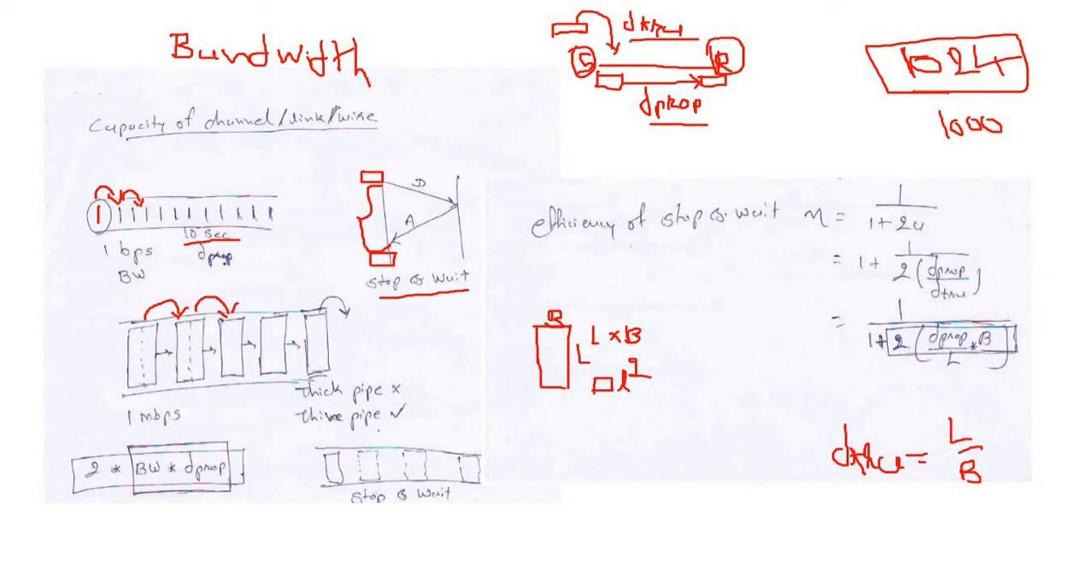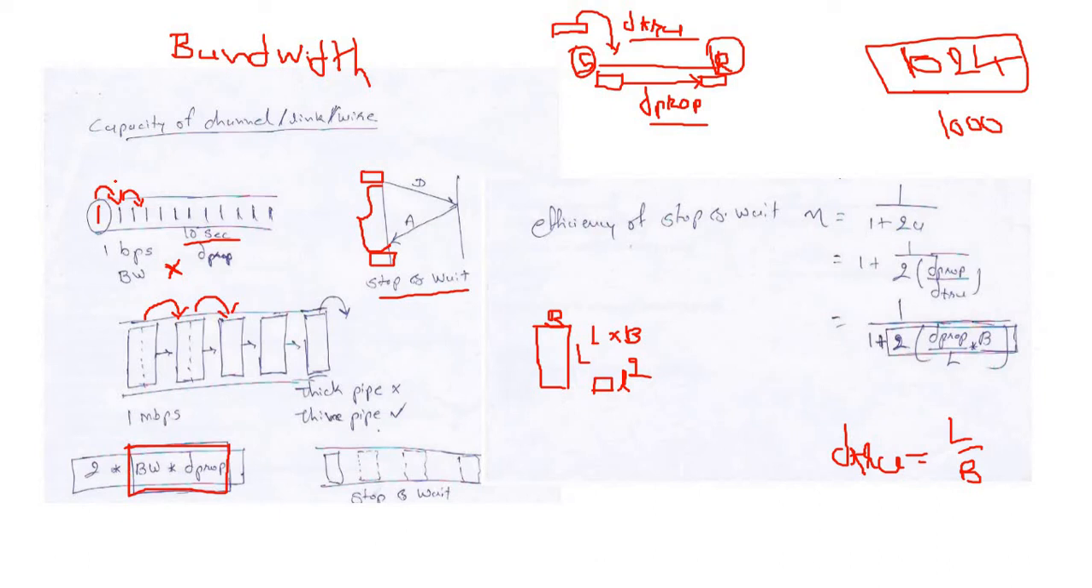Right now, if we want to find out the capacity of the channel, what we will do is bandwidth into propagation delay. Because total time is 10 milliseconds, and at a time we are able to put 1 bit. Total time is 10 seconds of propagation time, and the capacity of the channel is 1 bit per second. So that is our width, that is our length. So our capacity will be bandwidth into delay of propagation.